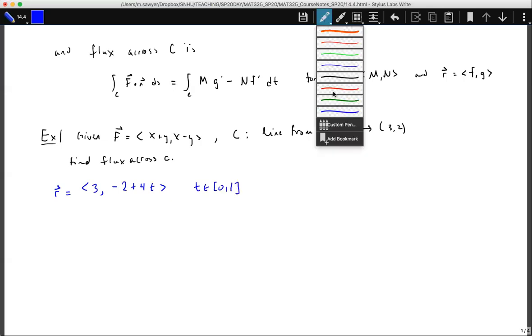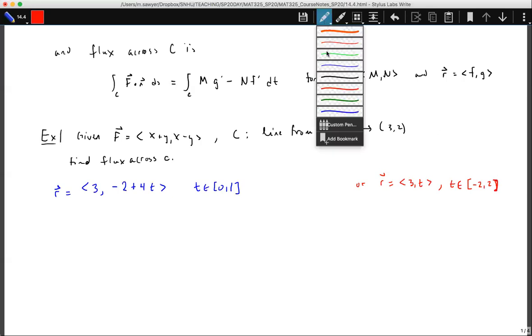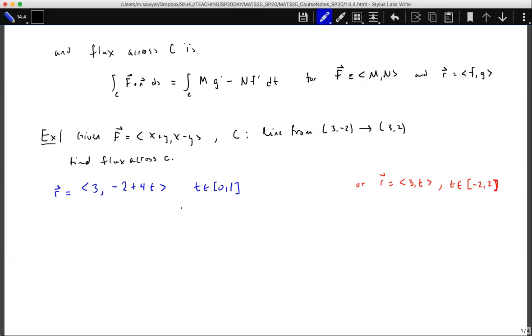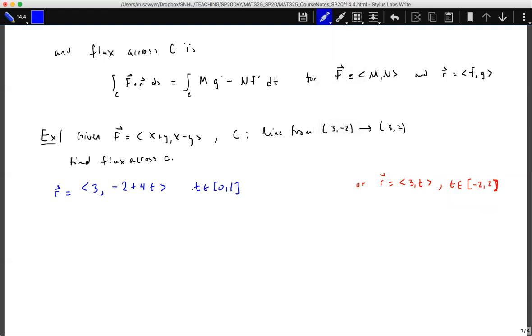Again, parameterizations are not unique. We could have said r is the parameterization 3 comma t, where t is an element of negative 2 to 2. These parameterizations, again, aren't unique, and so you're allowed to choose whichever parameterization works best for your system. So here in this blue case, r prime is equal to 0, comma 4.